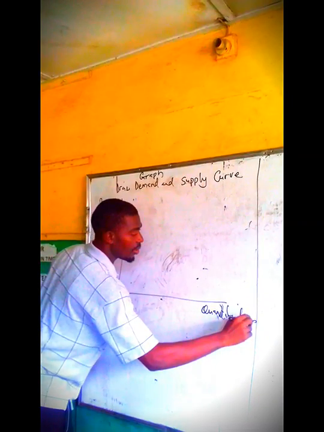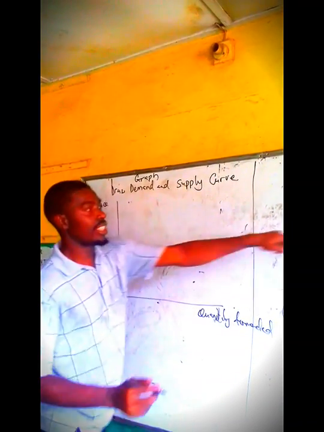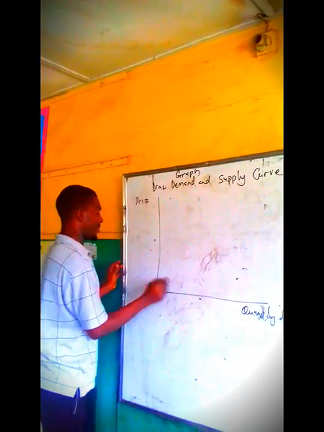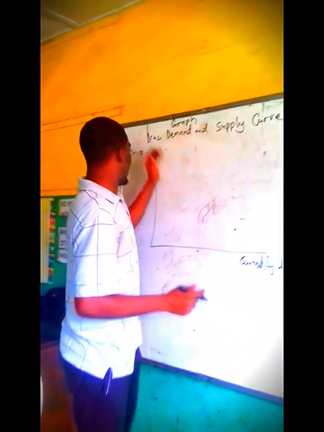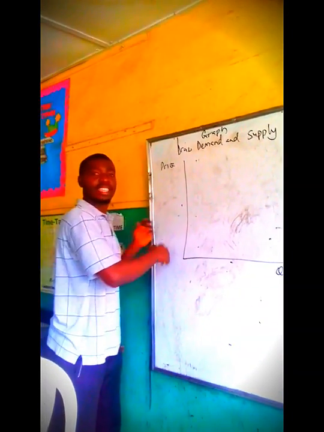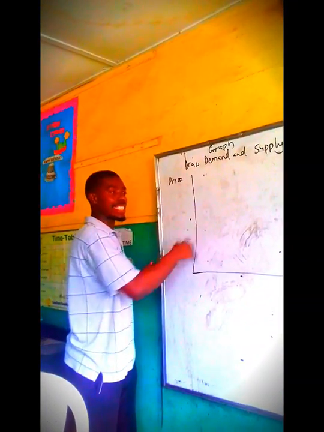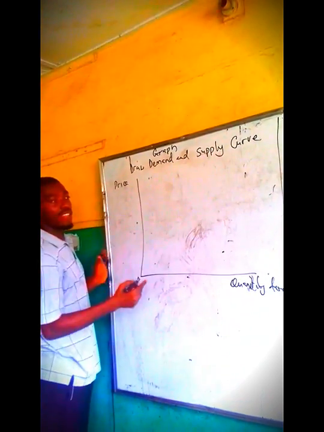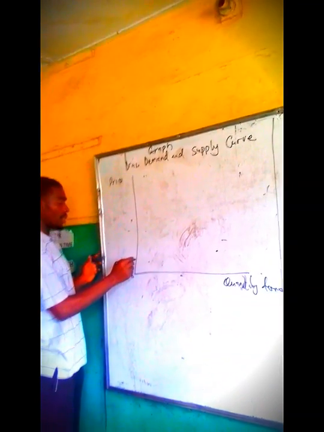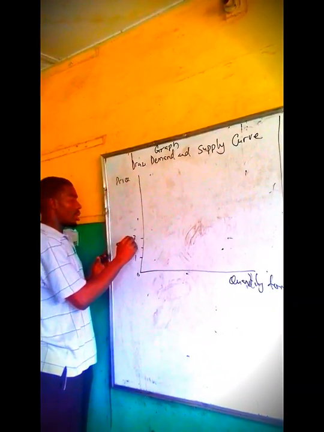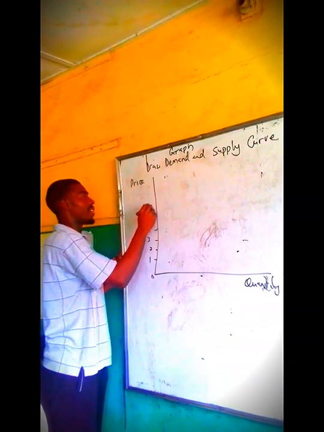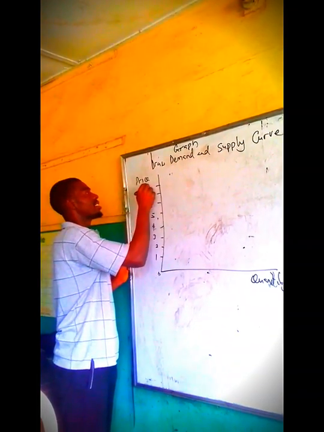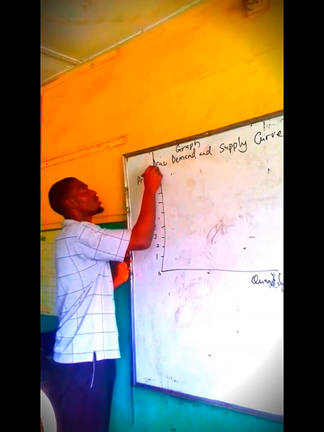Now, what's the lowest price here? The lowest price is 5, while the highest price is 10. On the graph, you have centimeters: 1 centimeter for 1 unit in the case of price. So let's start from 0. The lowest is 5, the highest is 10. Let's start from 1: 1, 2, 3, 4, 5, 6, 7, 8, 9, until you get to 10.